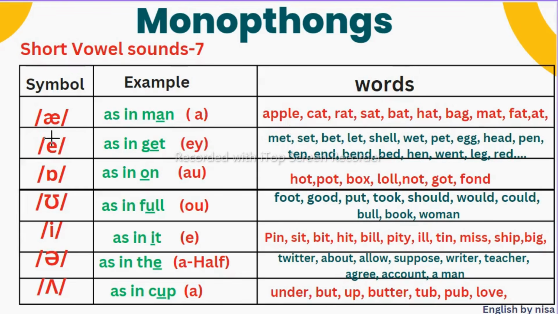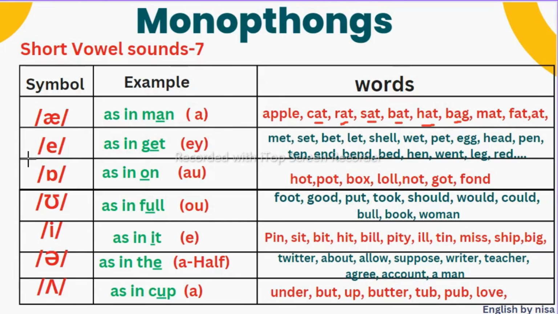This symbol we pronounce as in man. So how do we pronounce it? Like a, as you can read in apple, cat. Here we are pronouncing the a sound. Rat, sat, bat, hat. You can write more words which you know. We are concerned about the pronunciation here. So whenever you see this letter in your exam, you have to look for that a pronunciation, like in man.